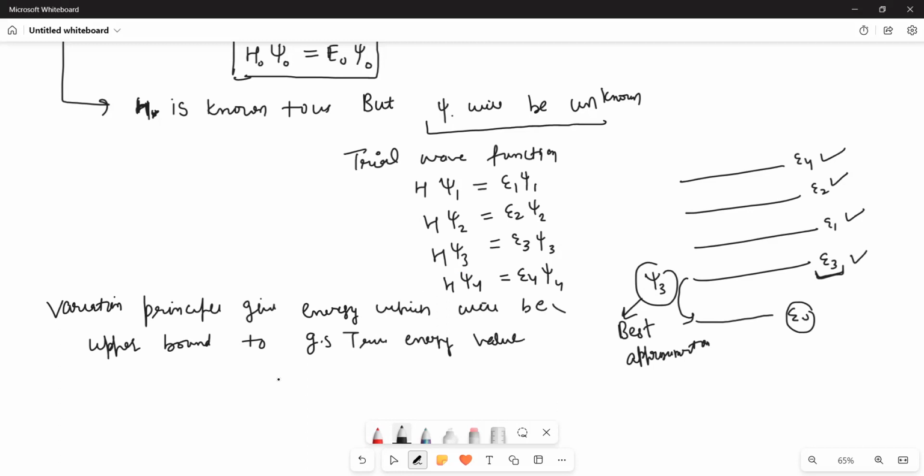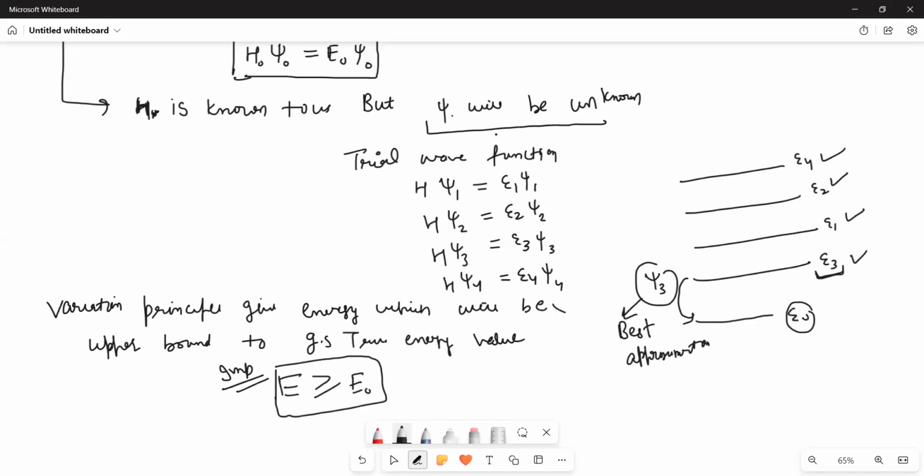That means the energy that we are getting from variation principle will always be greater than or equal to E naught. It can be greater, it can be equal, but it cannot be less than E naught. This is the very important statement of variation principle. This thing you will have to mention, that variation principle always gives the energy that will be upper bound to the ground state energy of the system. Is it clear? Yes, students?